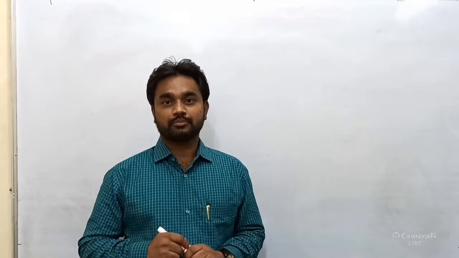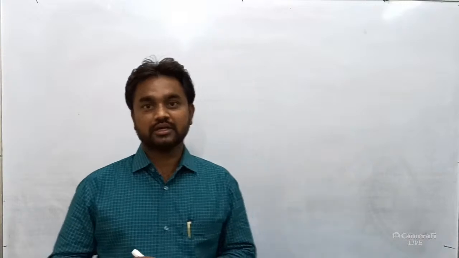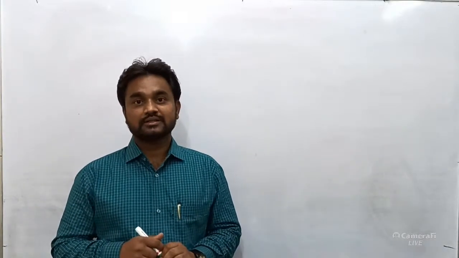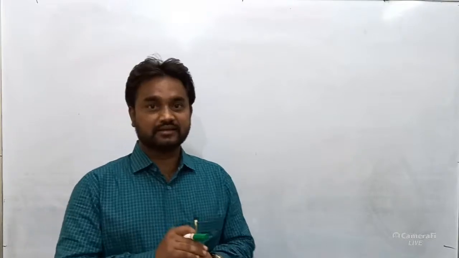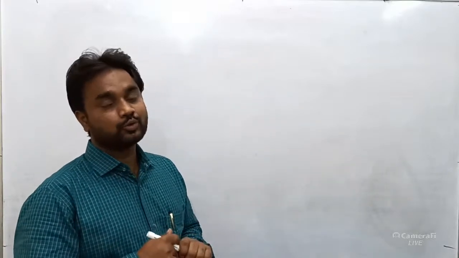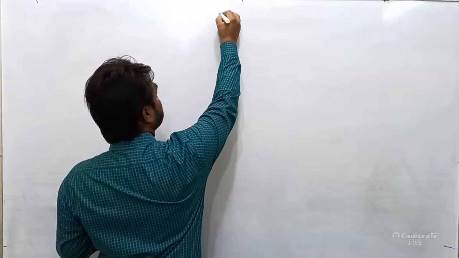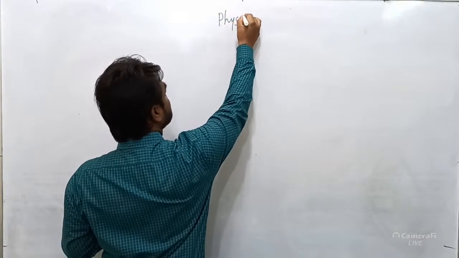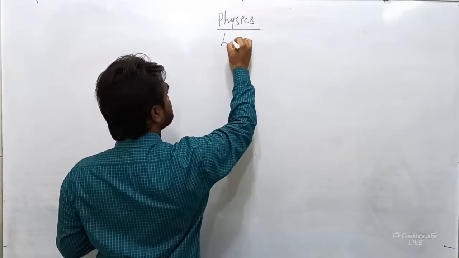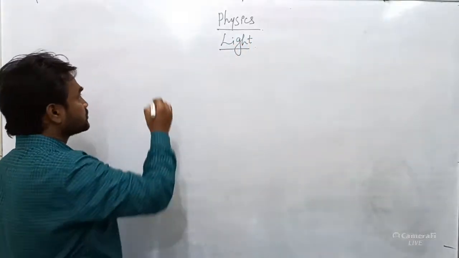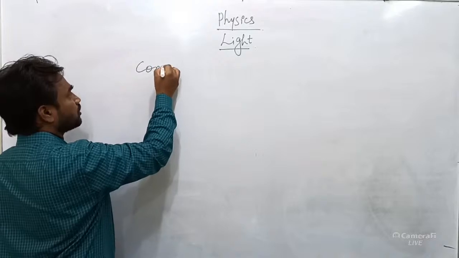I'm here with the next topic. In the last class, if you remember, we discussed the convex mirror as the last topic. So today, once again, I'll explain both concepts of image formation in the convex mirror. This is the physics part, the light chapter which we were dealing with. So here, the image formation in the convex mirror.